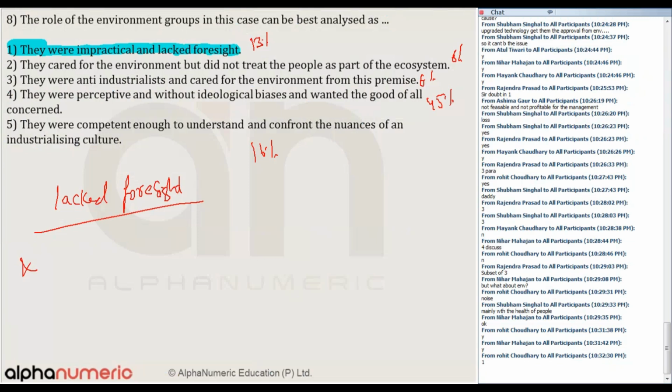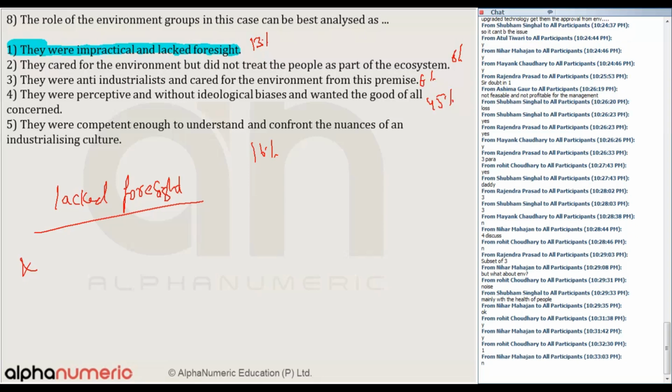As for option number 4, I think it's a very, very general statement: they were perceptive and without ideological biases and wanted the good of all concerned. Any doubts in any of the options? They are not looking at the consequences.